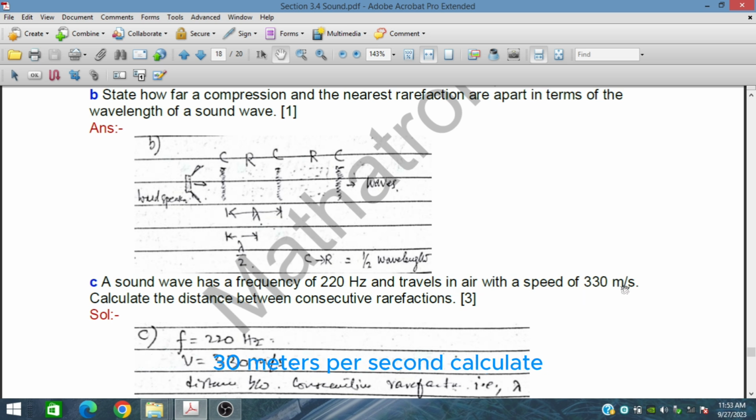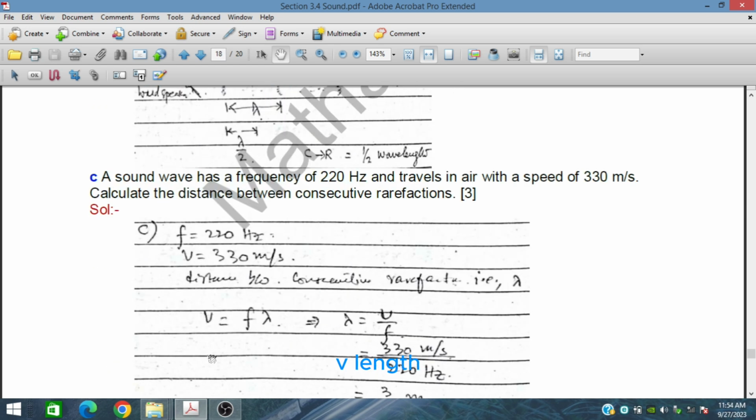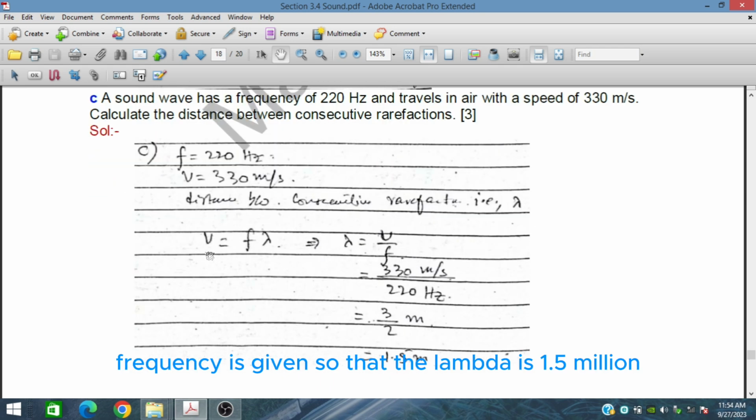And C, a sound wave has a frequency of 220 Hertz and travels with a speed of 330 meters per second. Calculate the distance between consecutive rarefactions. So the distance between consecutive rarefactions is the wavelength. V is equal to f lambda, so lambda is equal to V upon f. The speed is given, frequency is given, so lambda is 1.5 meters.